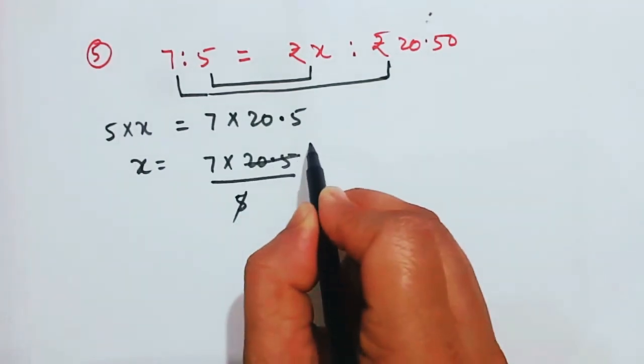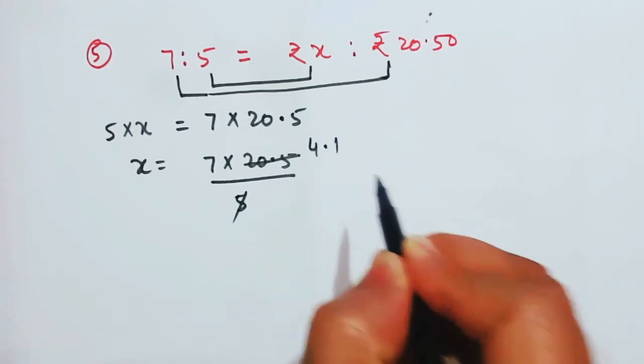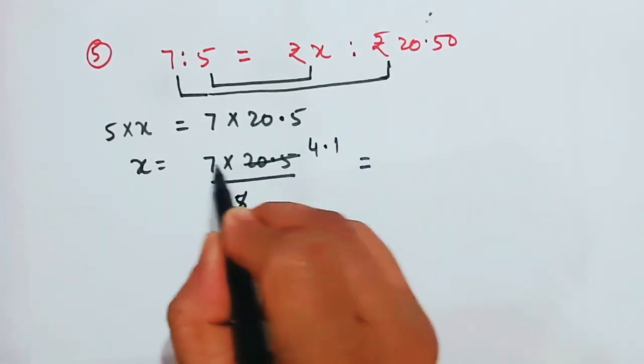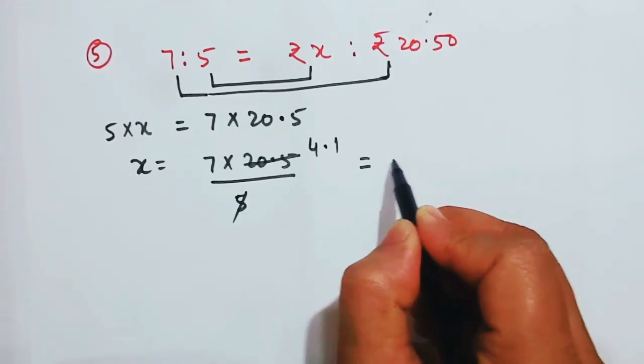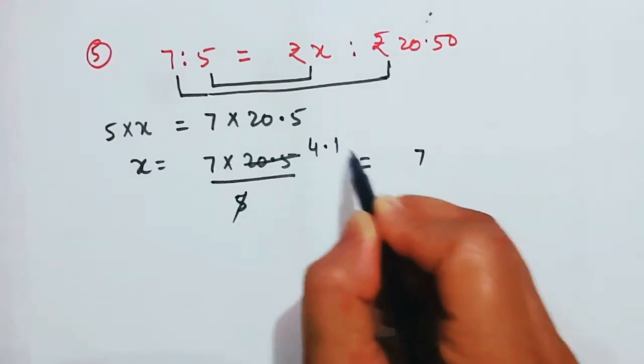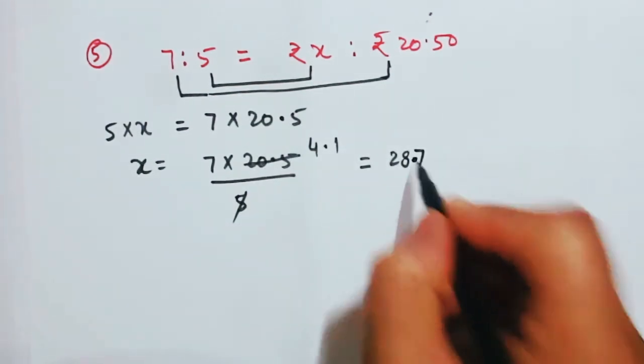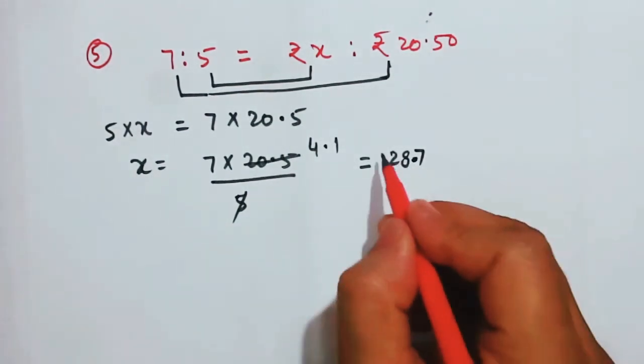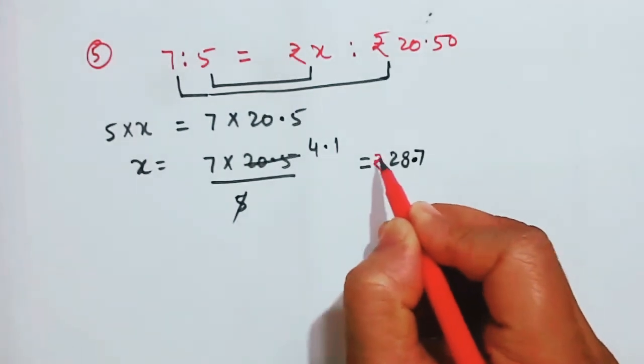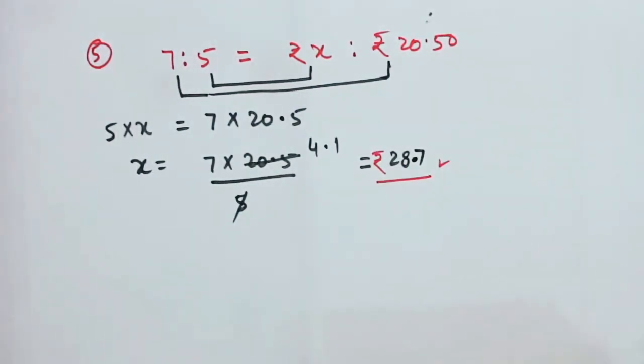5 4 times 20, 5 1 time 5, so 4.1, and when you multiply this 7 into 4.1, what will you get? 7 4 times 28, so 28.7, and the unit which is given should be put in order to give the right answer. How much time have I invested? I have invested only 18 minutes.